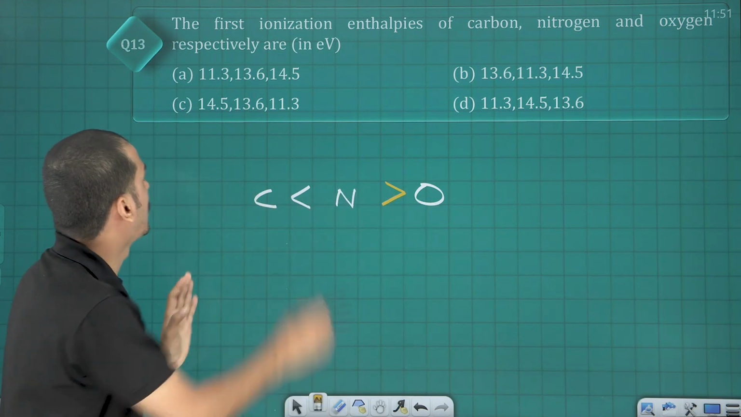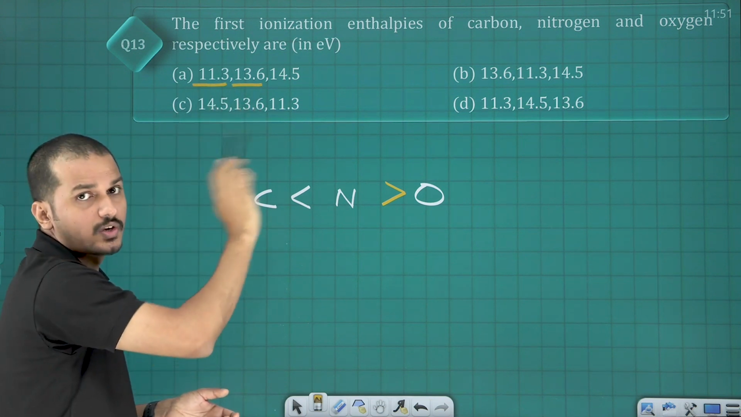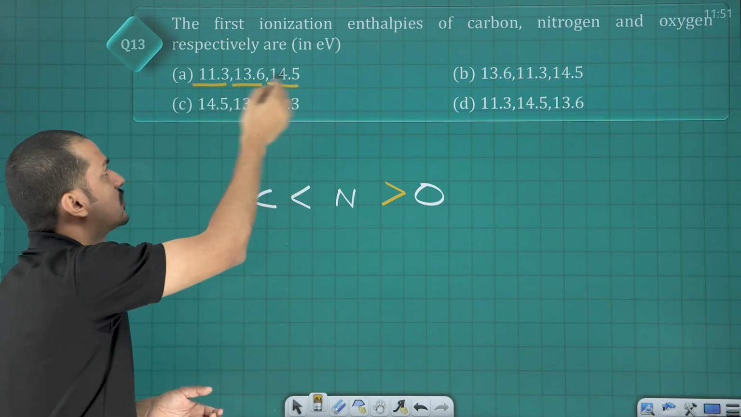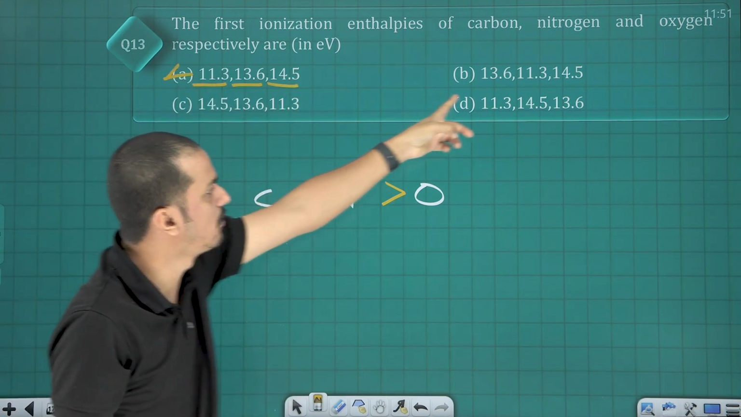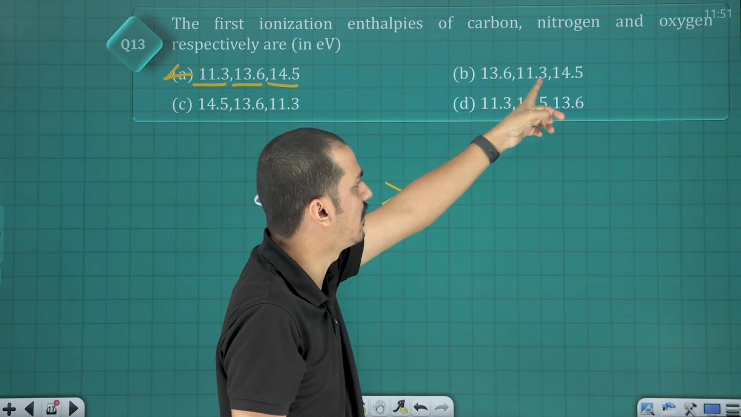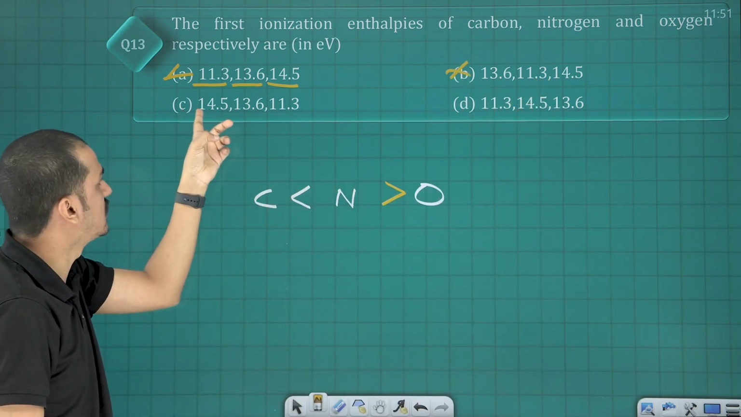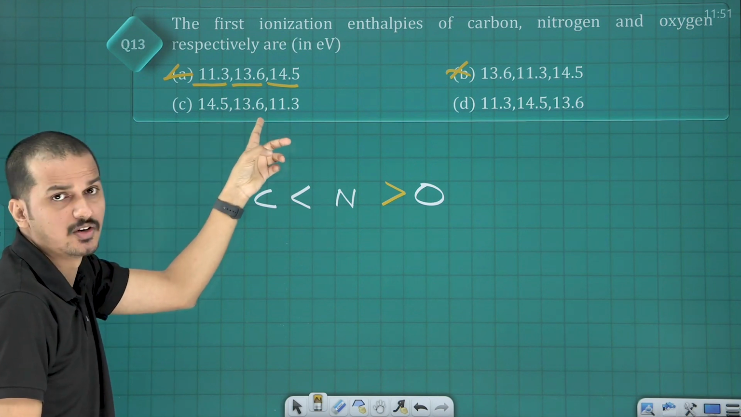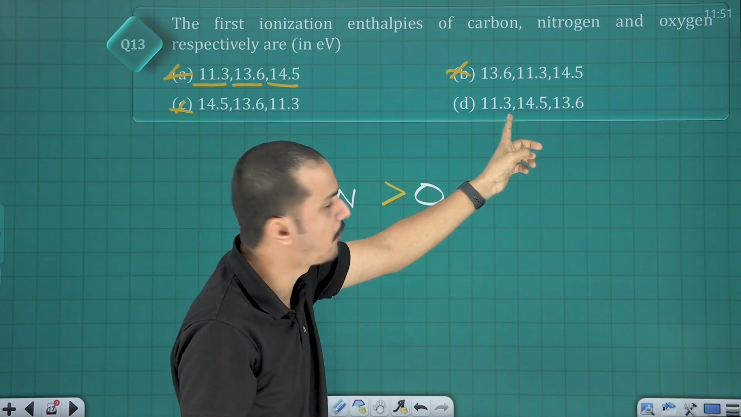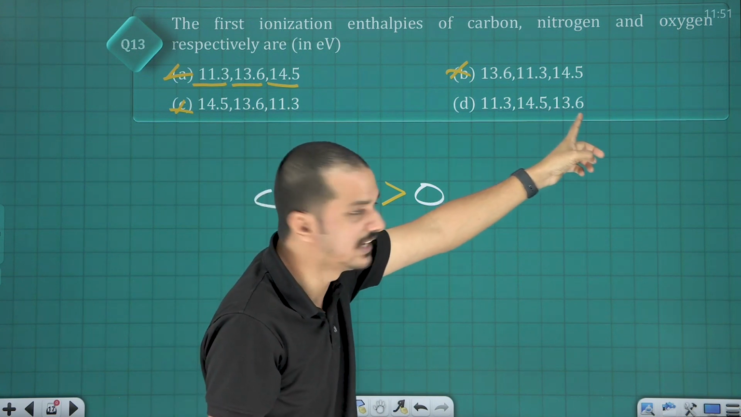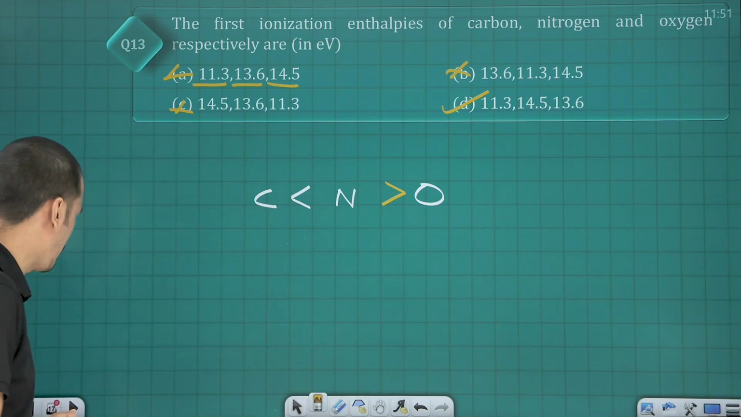Like that, which option will come? Here, this is 11.3, this is 13.6, increasing. But this one is again wrong. Here oxygen is more, but oxygen should be less than nitrogen. What about option B? This is 13.6, then 11.3. Wrong, it should increase. What about C? It is 14.5, then 13.6. No, wrong. What about D? 11.3, 14.5, then decreases again. So option D is the correct answer. Okay guys, a comparison question.